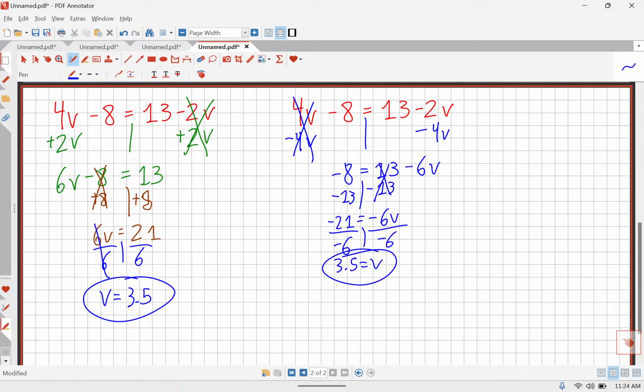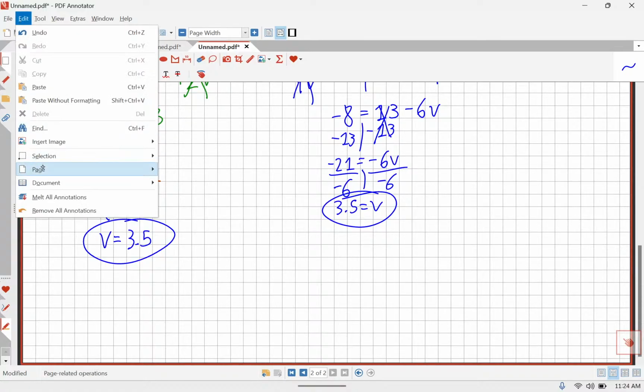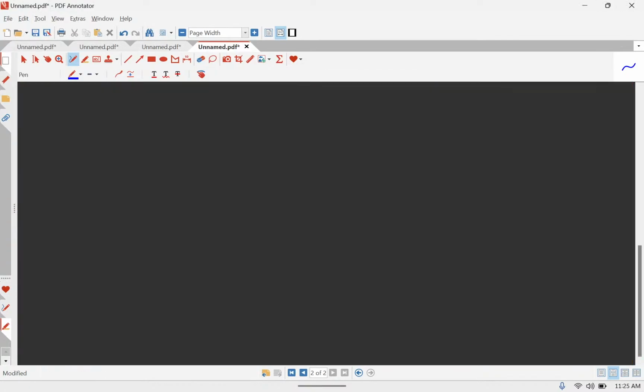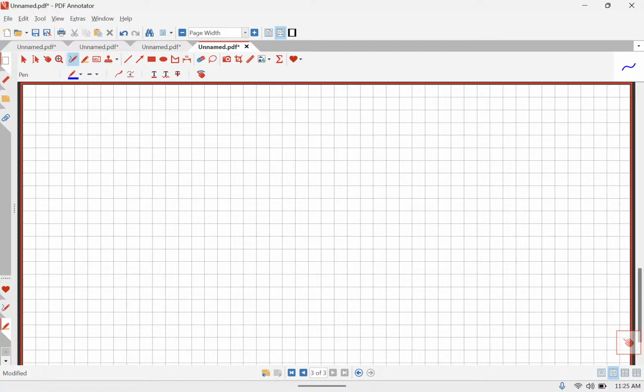How many of us, by raise of hand, are feeling pretty confident about these so far? Beautiful. Are you ready to try the next one? We'll have to see what happened there. Let's take a look at your steps and see what happened.